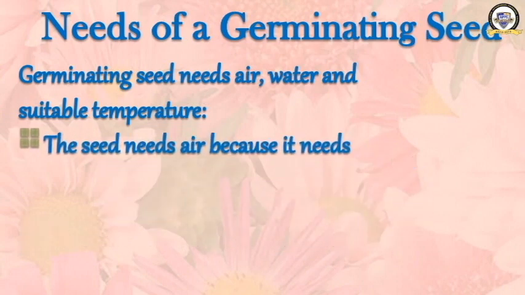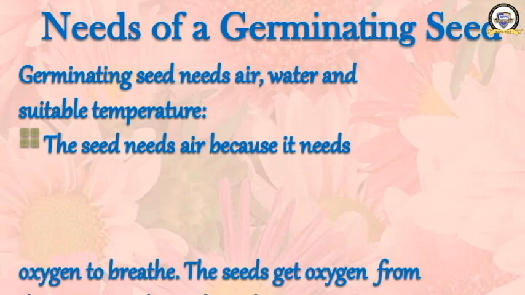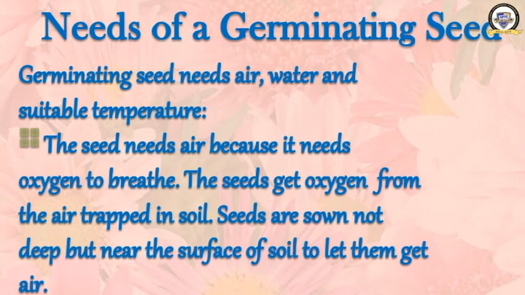The seed needs air because it needs oxygen to breathe. Why does the seed need air? Because the air has oxygen and the seed needs oxygen to breathe. The seeds get oxygen from the air trapped in the soil. Seeds are sown not deep but near the surface of the soil to let them get the air.